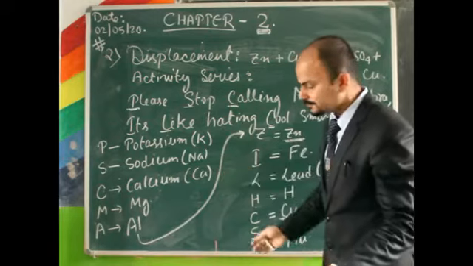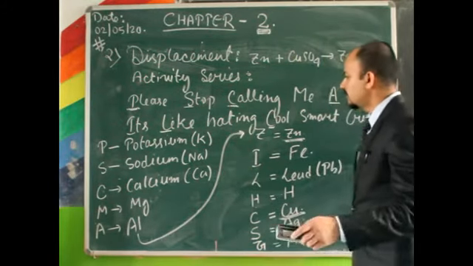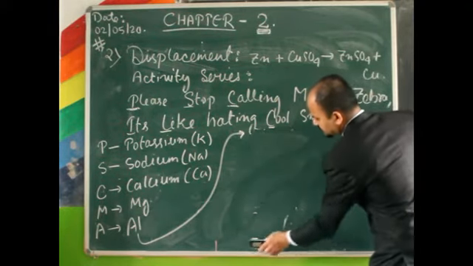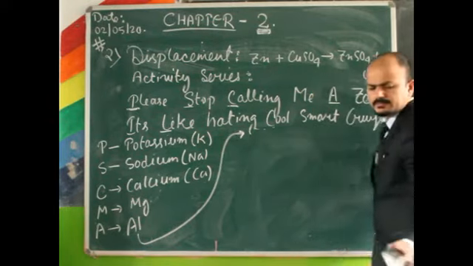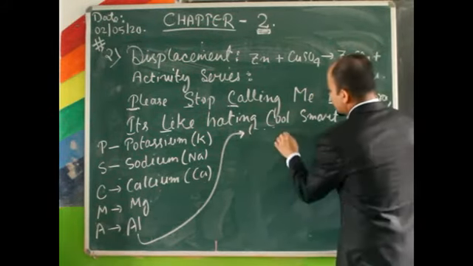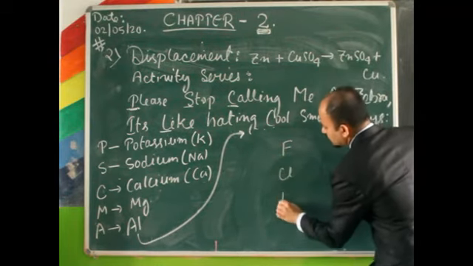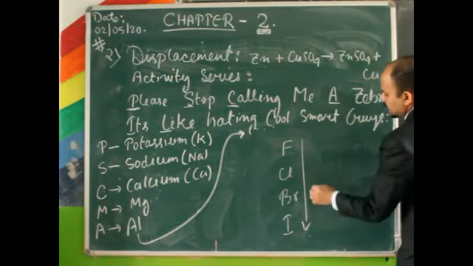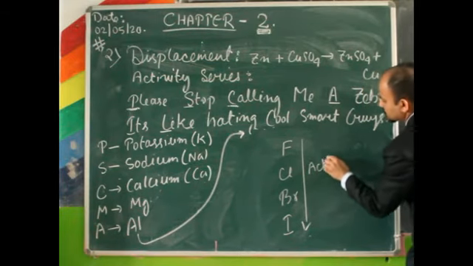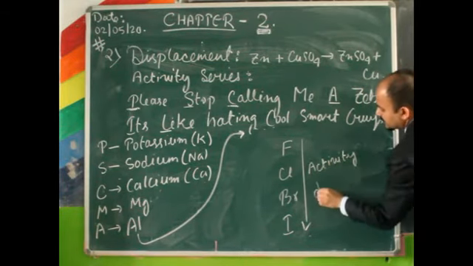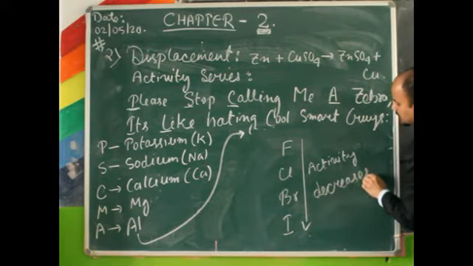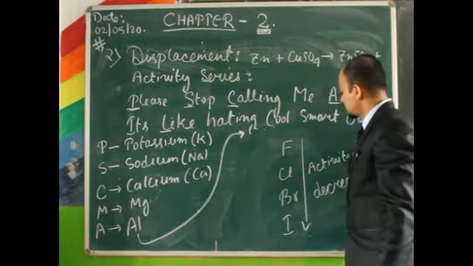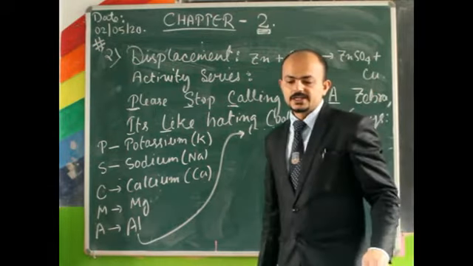Now mostly these are cations. Now for anions, you know about the periodic table. In the periodic table, we have the halogen group. Now in halogen, the first member is fluorine, then comes chlorine, then bromine and iodine. So as you go down, here also the reactivity or activity decreases. Okay, so this was all about displacement reaction.